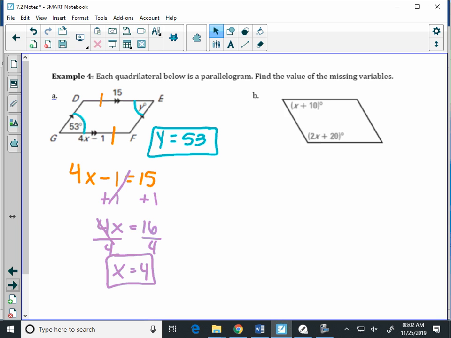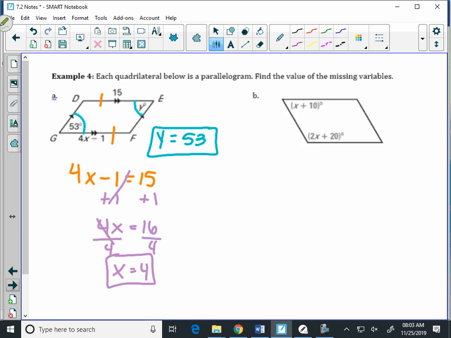Help you out. Okay? So you have to remember diagonals bisect each other. You have to remember that opposite angles are congruent. You have to remember that opposite sides are congruent. You have to remember opposite sides are parallel. So four really important things you have to remember about parallelograms.